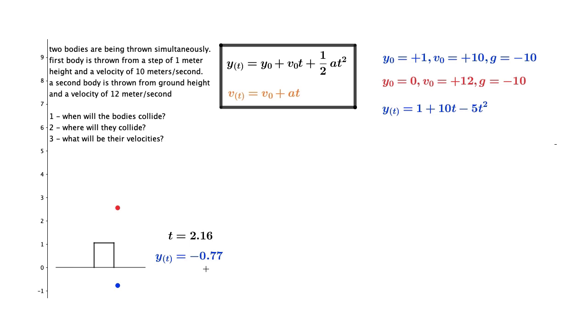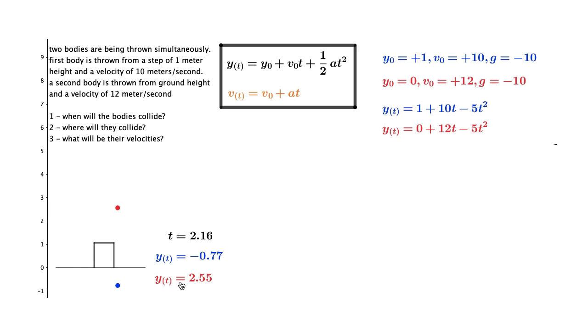Now we just do the same thing for the red object. If we plug in the actual values for that object, we have y of t equals 0 plus 12t minus 5t squared. Again, y0 for the red object is 0, v0 is 12, and of course 1/2 times minus 10 is minus 5. Likewise, we can plug in different values for t and get the position of the red object at different moments in time. But the question wants us to find the time of the collision.